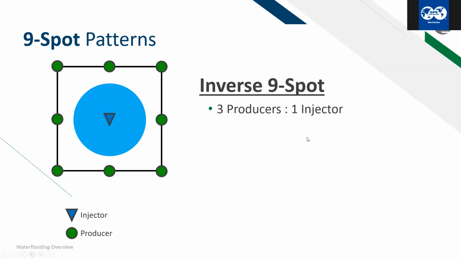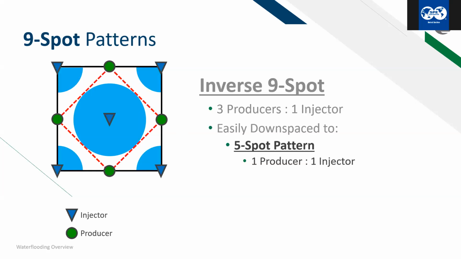And same thing if it's the inverse, you're really only seeing 3 full producers to 1 injector. The unique thing about a 9 spot pattern is that if you're ever to downspace, you have the option to downspace in 2 different ways. The first of which is you can downspace into a 5 spot pattern, which is much more efficient than an inverse 9 spot because it's a 1-to-1 ratio of producers to injectors. So it's much easier for an injector to keep up with 1 well than it is to keep up with 3 wells.